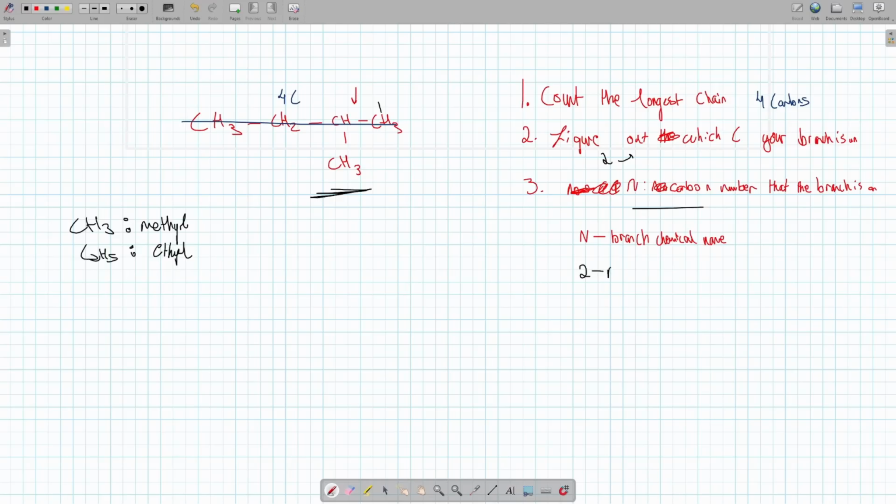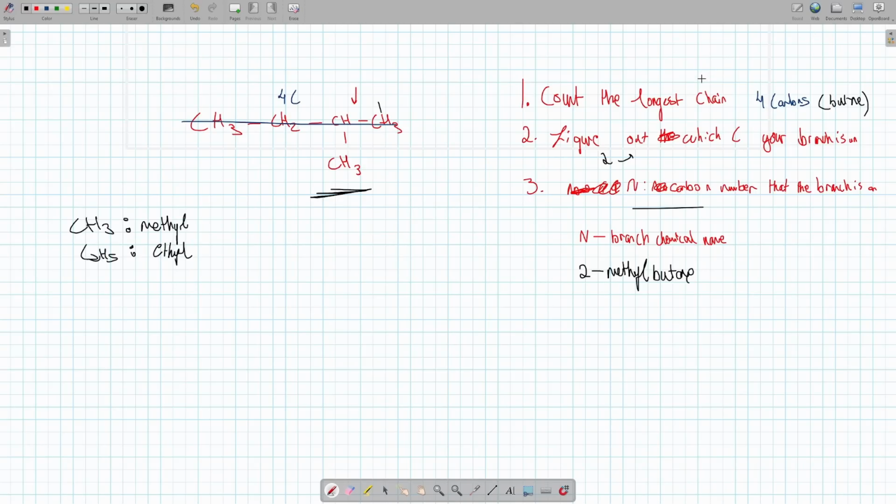We have CH3, methyl. And what's our chemical's name? Let's take a look. How many carbons does it have? 4 carbons. So what is it called when it has 4 carbons and it's an alkane? Butane, right? So we say 2-methylbutane. That's how you know. Okay?